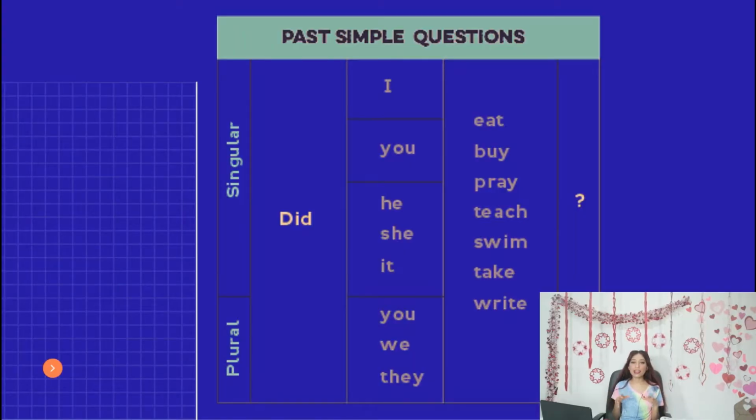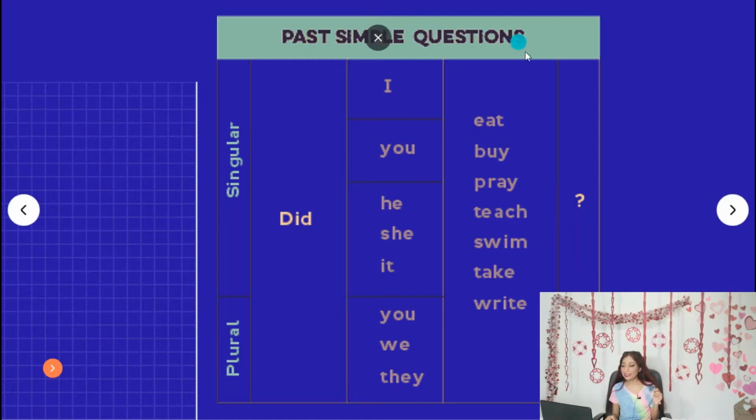First of all, we started checking and learning the past simple questions with did. Remember that we always start our questions in past with did. Next to it, we're going to write the personal pronoun or subject, and next to it, it's going to be the verb like in present, or the base form. So for example, did I eat? Did you buy? Did he pray? Did she teach? It's in past.